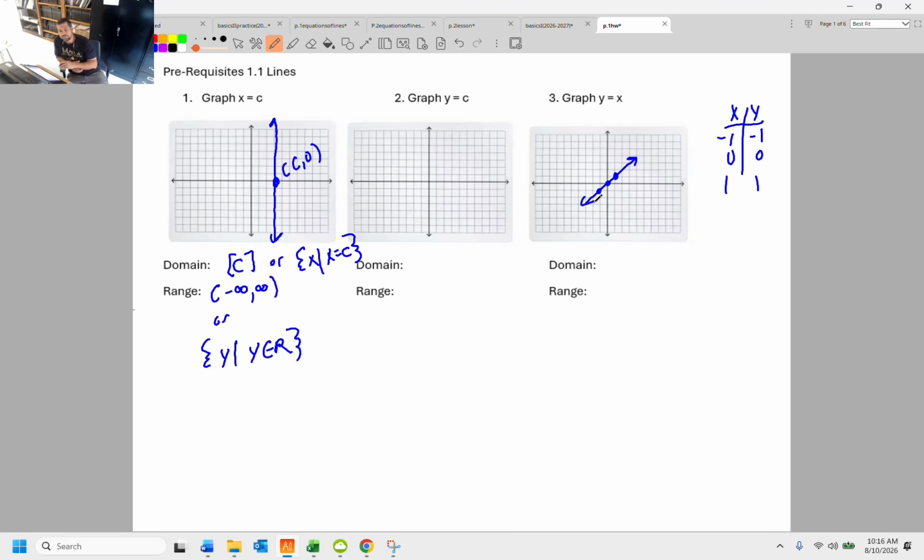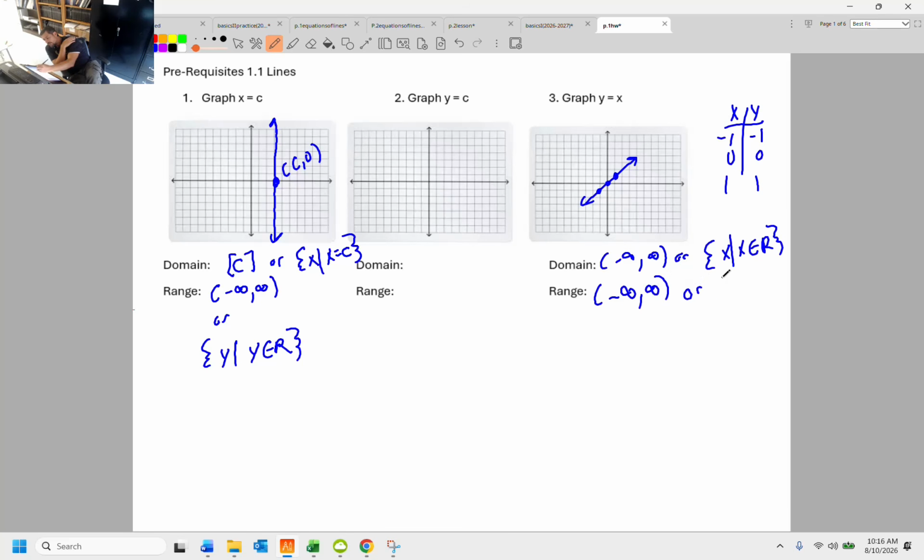Remember, lines go on forever left and right. And speaking of that, domain: the values of x that you see, x values that run forever left to negative infinity and forever right to positive infinity. Or if you're a set builder kid, you would say all values of x such that x is an element of the real. The range, in addition to running left and right forever, is also falling and rising forever. So the range is also negative infinity to infinity.